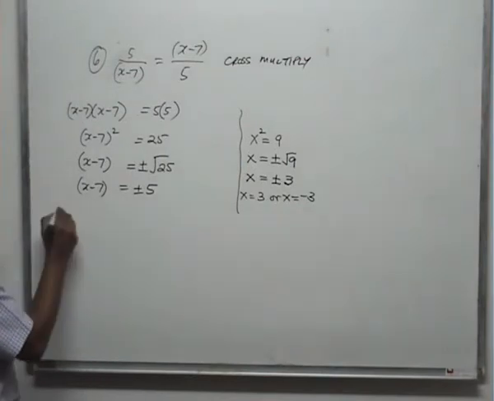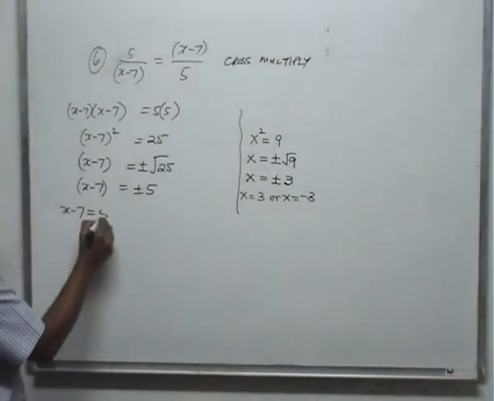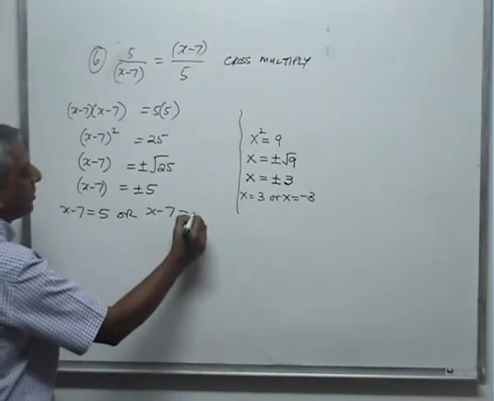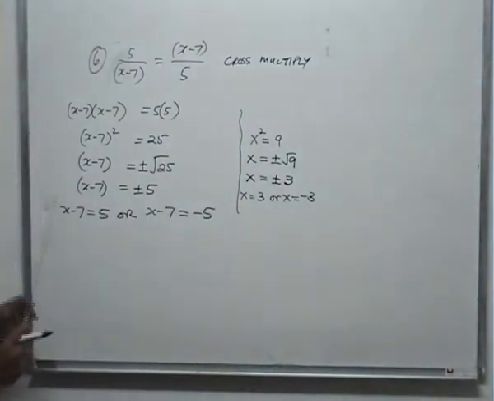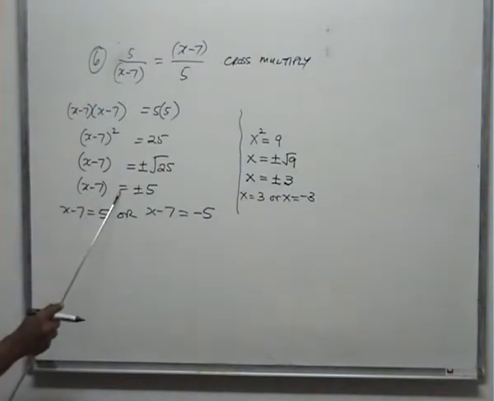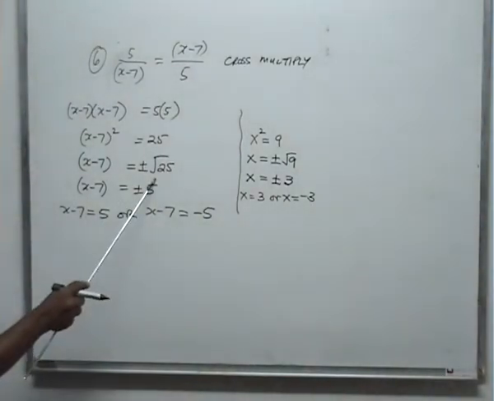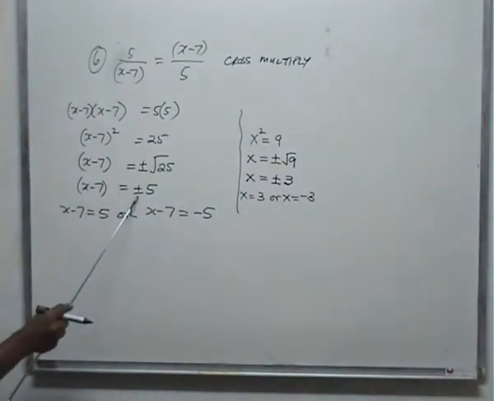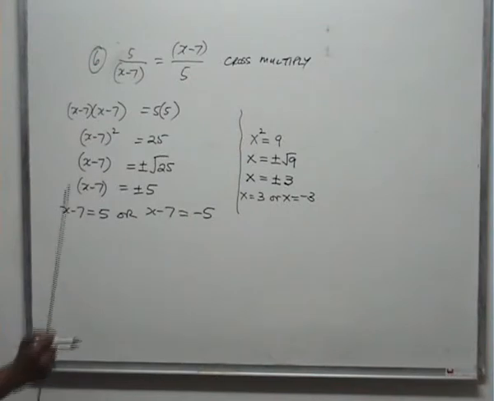Now what am I saying? I'm saying that x minus 7 is equal to 5 or x minus 7 is equal to minus 5. You see? You're saying x minus 7 is equal to plus 5 or x minus 7 is equal to minus 5. So I wrote that down.